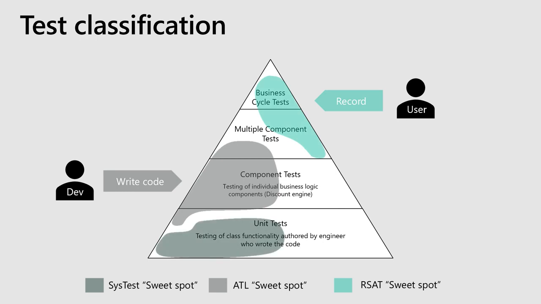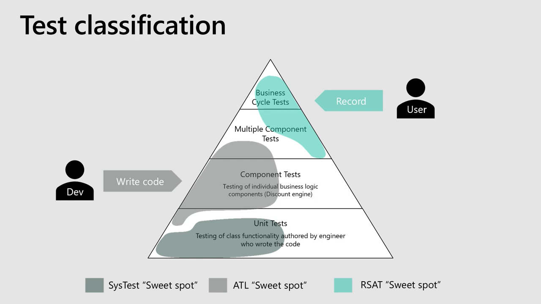A little bit about test classification. RSAT is not intended to replace good old unit tests and component tests. We recommend all organizations to use the different tools that Microsoft Finance and Operations provides to have your developers write unit tests. We have the SysTest framework, and we have the new framework we released last month. We call it the ATL. This framework is a slight abstraction on top of the SysTest framework. It enables developers to quickly set up data, quickly create component test cases to test different functionality in the application.